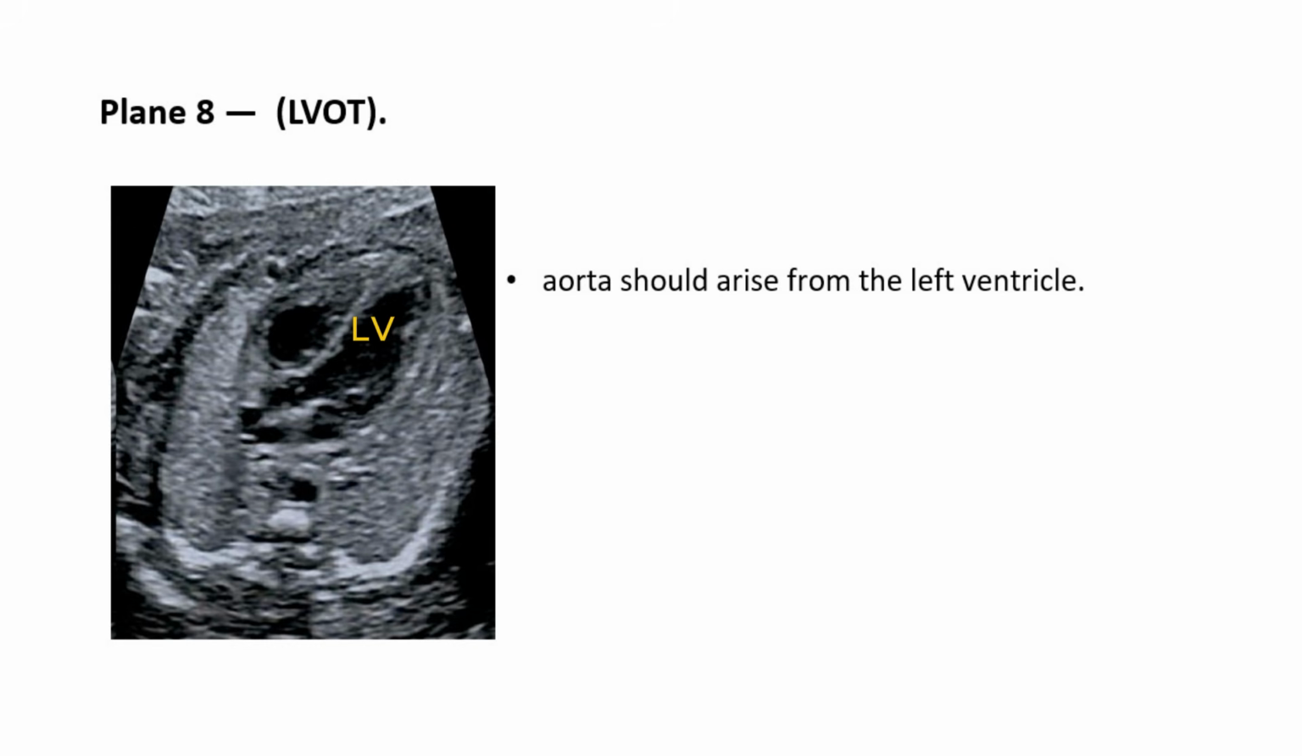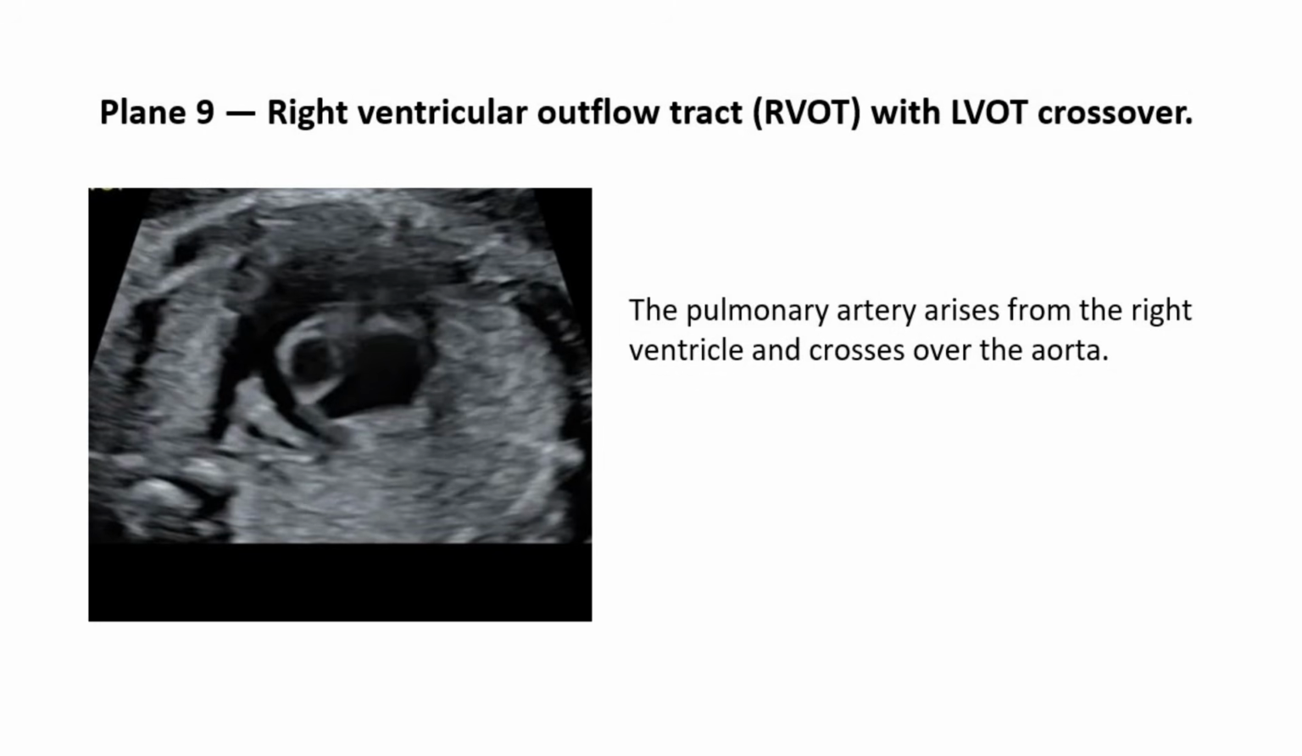Plane 8, left ventricular outflow tract, LVOT. Rotate the probe slightly toward the right shoulder. The aorta should arise from the left ventricle. Look for continuity between the interventricular septum and the anterior aortic wall and any override or displacement. Plane 9, right ventricular outflow tract, RVOT with LVOT crossover.